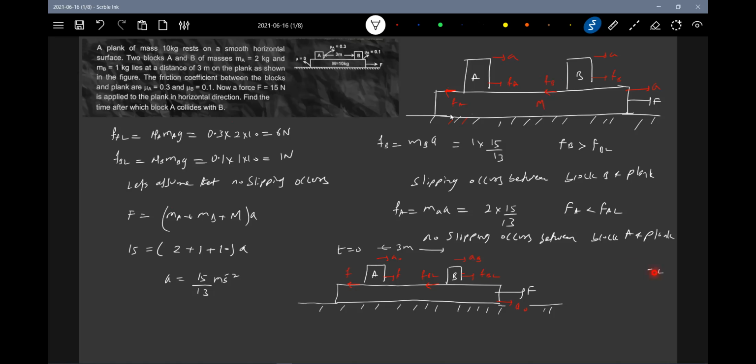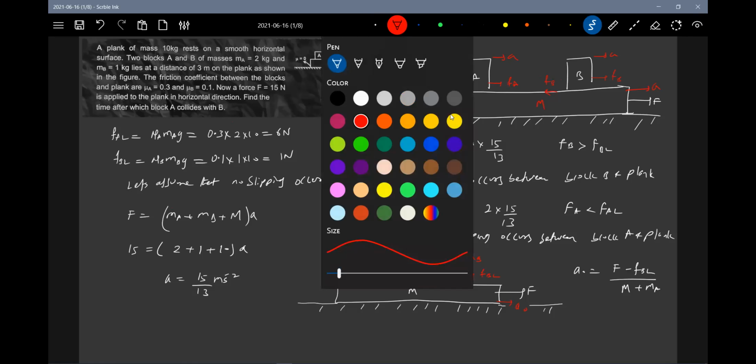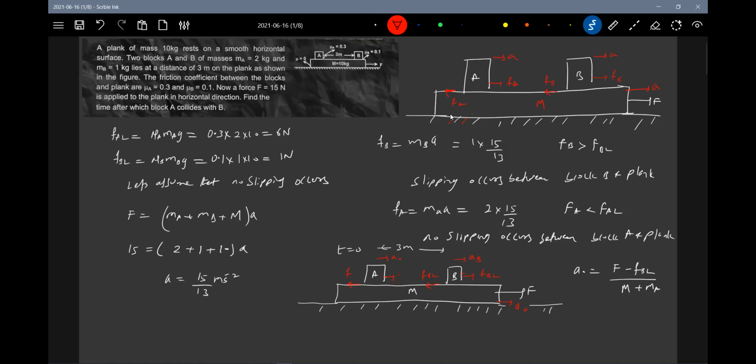Okay, we'll do one thing. This A naught will become (F minus F_BL) by (M plus M_A) only. This force acting will become internal force. The frictional force acting between the block A and the plank will become internal to the block A and the plank. So the net external force acting on the block A and plank will be F_BL and the applied force. These two will be the net external force acting on the system. This will become internal to block A and plank.